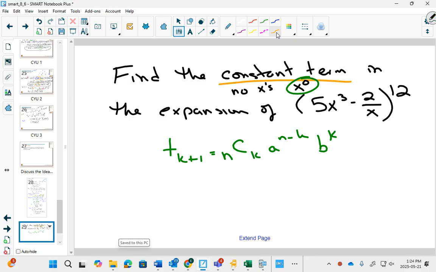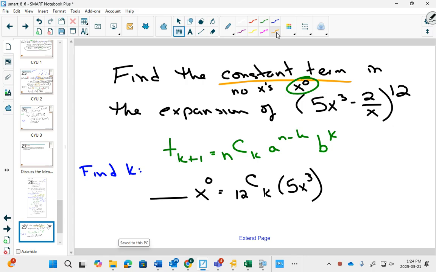And we know that there are no x's, so I'll represent that there's going to be some number, and then the x has to be canceled out completely, x to the 0. Our n is our exponent, so that's going to be 12. Again, we don't know k. What do we need to do? We need to find k. A is your first term, so that would be 5x cubed to the 12 minus k. And b is negative 2 over x to the k.